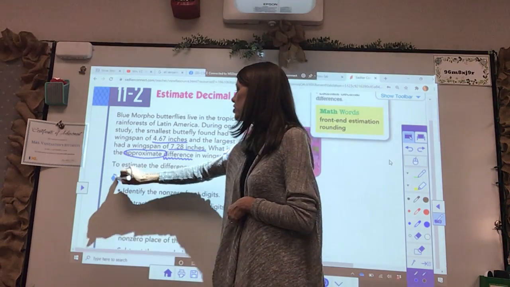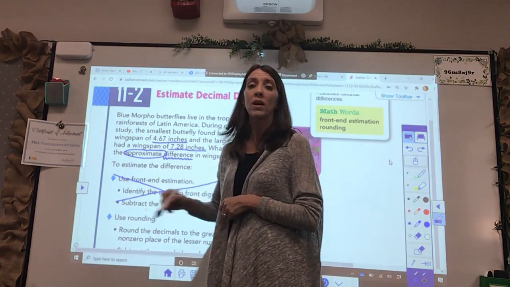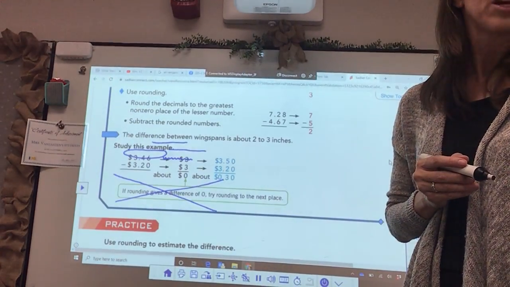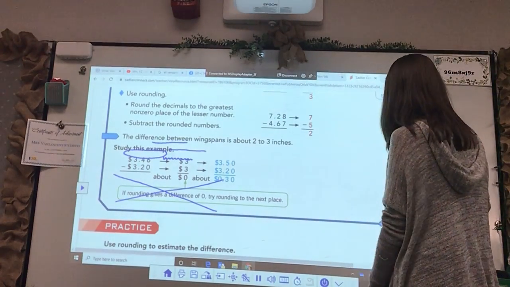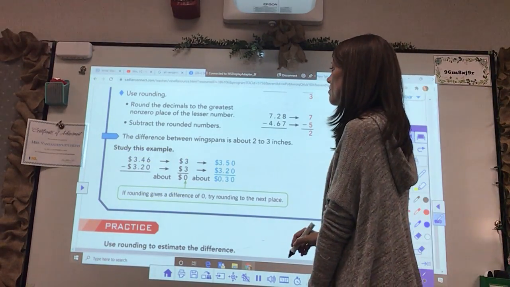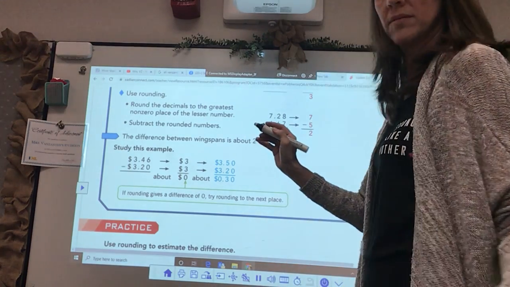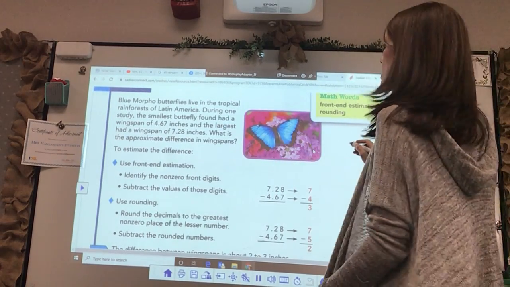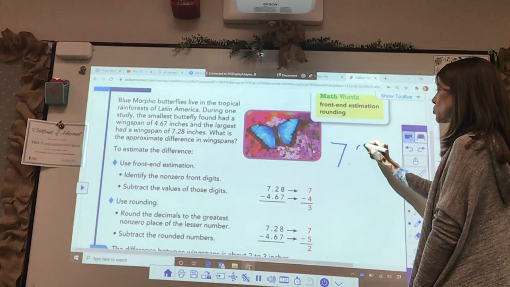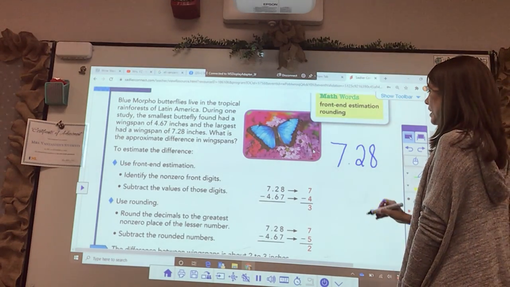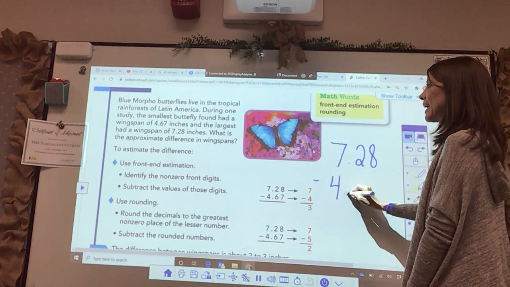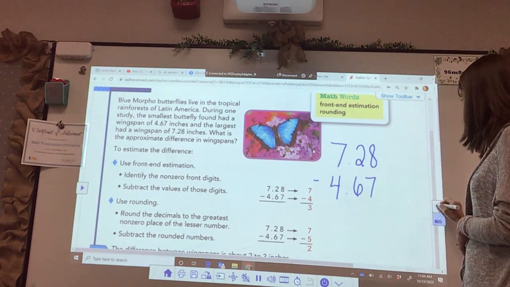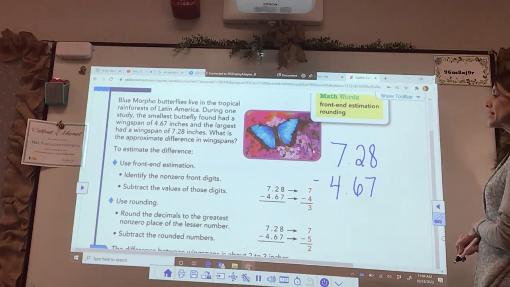Again, we are not going to use front-end estimation. Whenever you see that, just go ahead and put that out of your mind. We are only going to use the rounding. So let's do this example with the butterfly. We've got 7 and 28 inches, and we're going to subtract 4 and 67. But we want an estimate, right? We don't want to get into all of the nitty-gritty of that math work. We're just going to estimate.